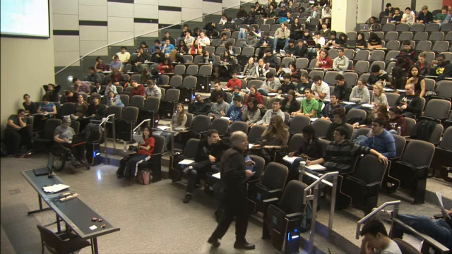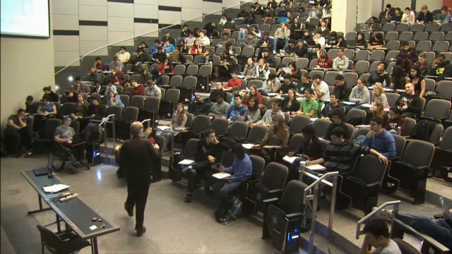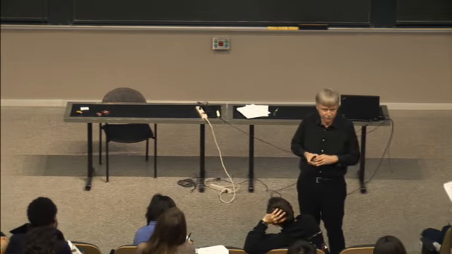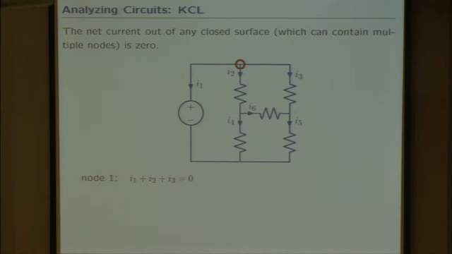So the idea is to generalize the way we think about KCL. We start with the circuit. We think about having four nodes here. It's certainly the case that KCL holds for each node. So here's KCL for that node.